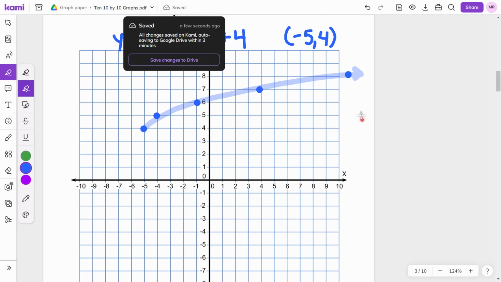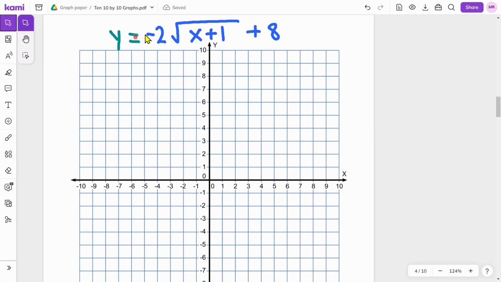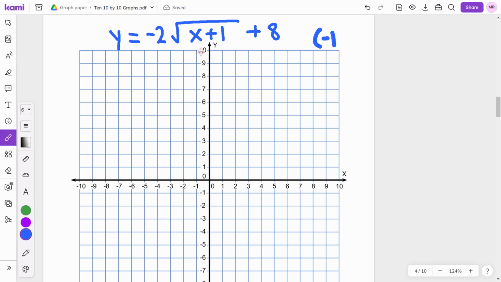Now, the next graph that I'm going to do, I have a negative 2 in front of it. So I am going to take the square root, and then whatever answer I get, I'm going to be timesing it by this negative 2. So my locator point, or my starting point, is going to be what makes this 0, which is going to be a negative 1, comma, 8. That's where I'm going to start at.